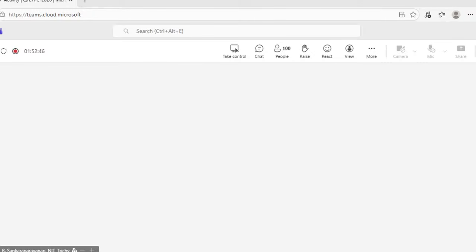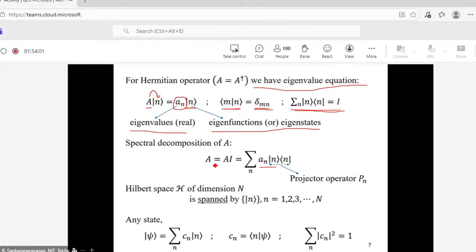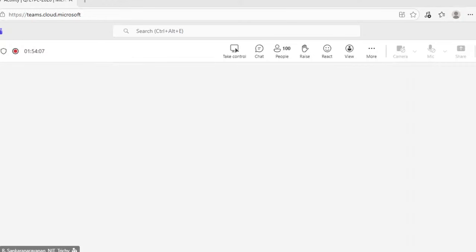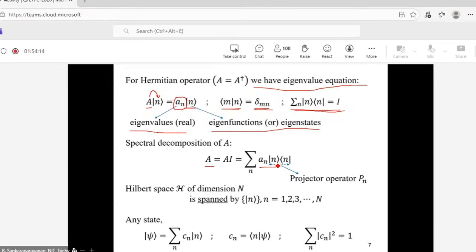Now, if you take all these eigenfunctions, this is the spectral decomposition of a given operator A. So if you know the eigenvalues and eigenfunctions of an operator A, the operator A itself can be written down in terms of a_n and the ket n and bra n. And this particular object is sometimes called the projector operator P_n. I will come to the important significance of the projector operator in the next slide.